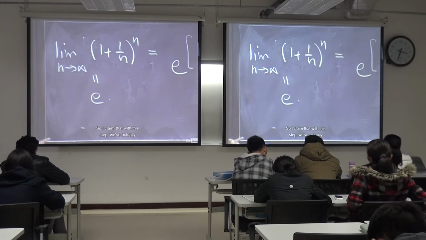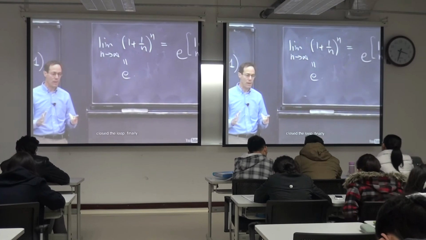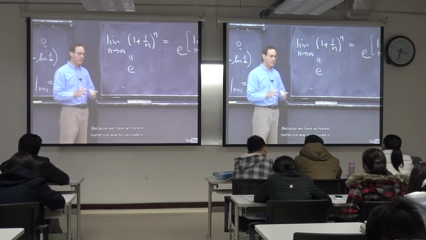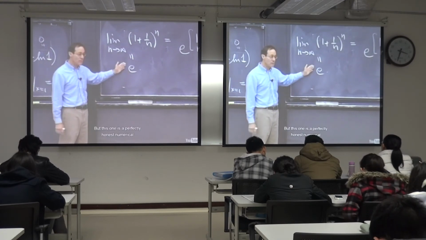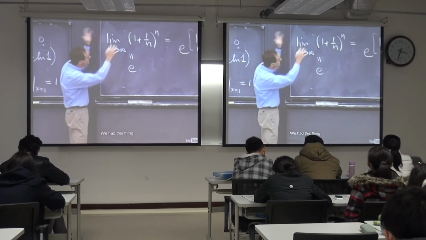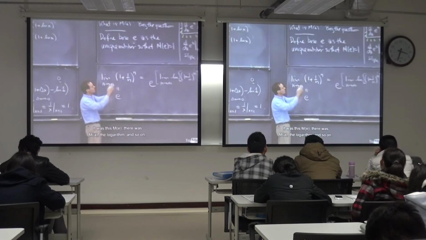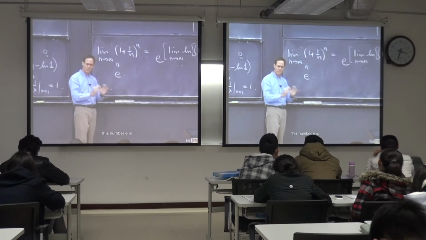So I claim that with this step, we've actually closed the loop finally, because we have an honest numerical way to calculate e. There are many such ways, but this one is a perfectly honest numerical way to calculate e. We had this e, we didn't know exactly what it was. It was this m of e, it was m of a, the logarithm, and so on. We had all that stuff, but we really need to nail down what this number e is.